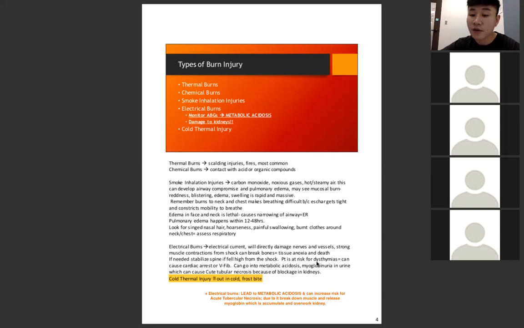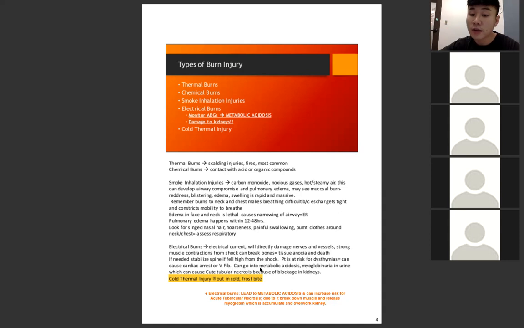If needed, stabilize the spine if the patient fell from a height from the shock. The patient is at risk for dysrhythmia, which can cause cardiac arrest or VFib, because the electrical current is so strong and it causes contraction of the muscle. And also remember that the heart is also a muscle. So if we have a strong electrical burn, it can lead to super severe contraction of the heart, which can lead to cardiac arrest or alter the rate that the heart beats, causing dysrhythmia and leading to VFib, which is also very dangerous.